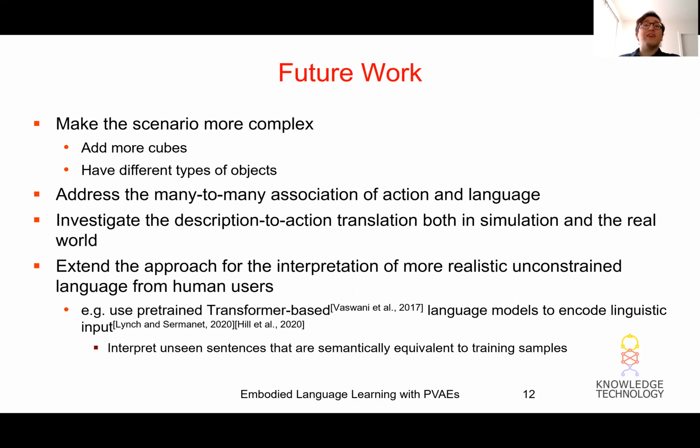Furthermore, we would like to extend the approach for the interpretation of more realistic, unconstrained language from human users. For instance, we would like to use pre-trained transformer-based language models to encode linguistic input. And this way, we hope to interpret unseen sentences that are semantically equivalent to training samples. So we would like to have our robot understand natural language instructions from users without any constraints.